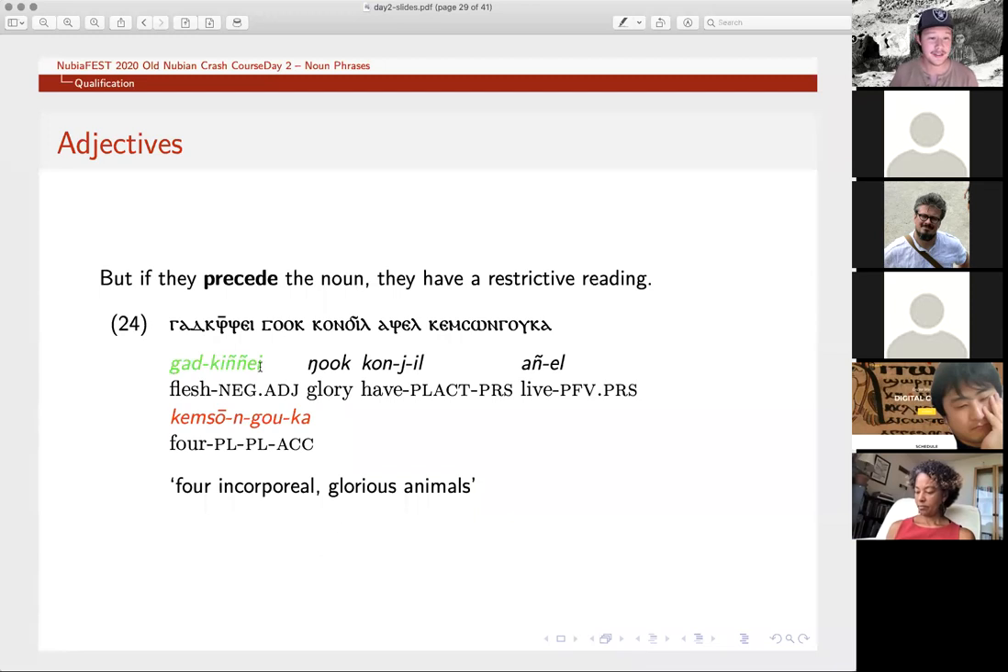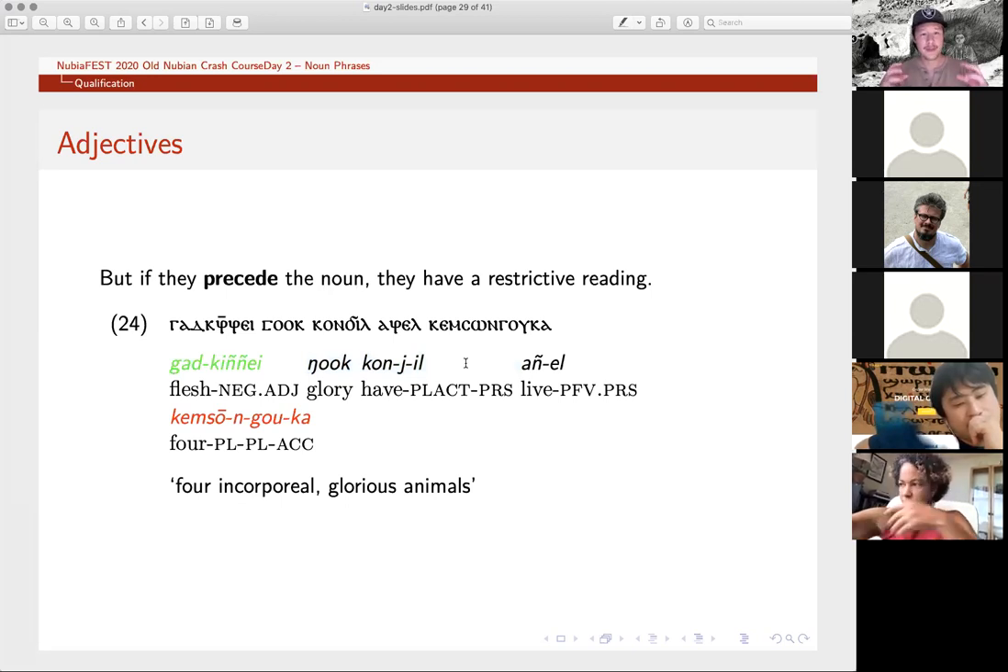And so in this case, for example, we see something very similar to the previous sentence, four incorporeal glorious animals. We see the word for animal here and the word for four here. So one qualifier, the word for four, follows as we expected. But the words for incorporeal and glorious precede. And what it means is that whenever you have qualifiers preceding your noun, we are dealing with a restrictive meaning. And what does it mean, a restrictive meaning?